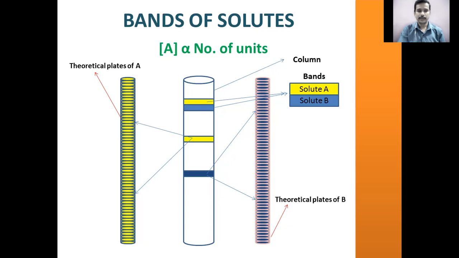And each and every band will have its own individual discrete units. They are present all together. All these discrete units are known as individual theoretical plates. So if there are 100 discrete units, the theoretical plates will be 100. If there are 2.5K individual units present, the number of theoretical plates is 2.5K. So this is how you can understand the theoretical plates which are present in each and every band of different solutes. So on this aspect, the concept of theoretical plate is very important.